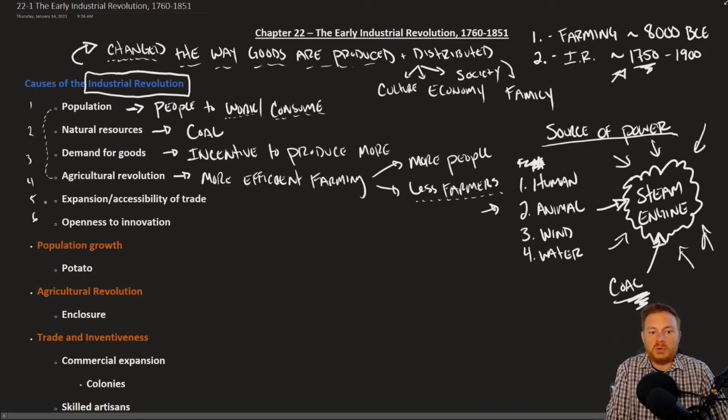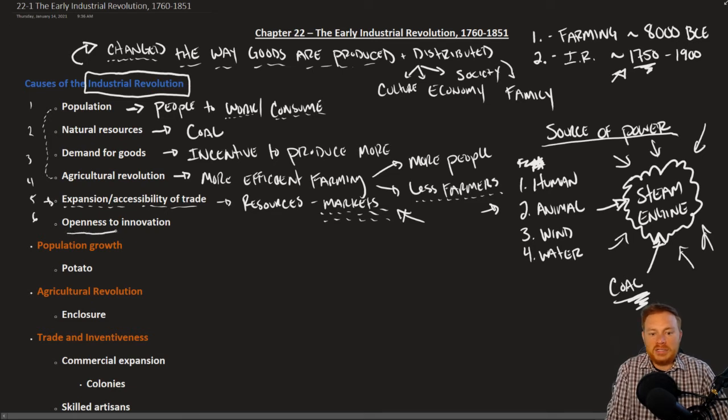There also is a requirement of an expansion and accessibility of trade. This could play two ways. This could mean access to resources, but also what we call markets. And this is going to be a very strong theme. For an industrial revolution to take place, there have to be people to sell goods to. Otherwise, it doesn't make sense to increase production in the way that industrialization does.